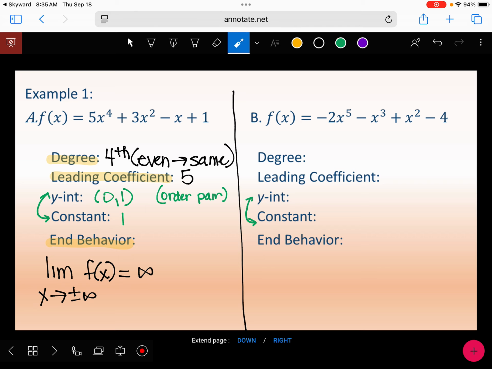So for the first one, because it was a 4th degree, 4 is even, arrows are going in the same direction, which means I can write my end behavior as one statement. Because that was a positive 5, that's going to make both arrows go up. We already talked about that at the end, that's your constant or your y-intercept. So now do the same thing for part B, and then we will come back together and compare notes.